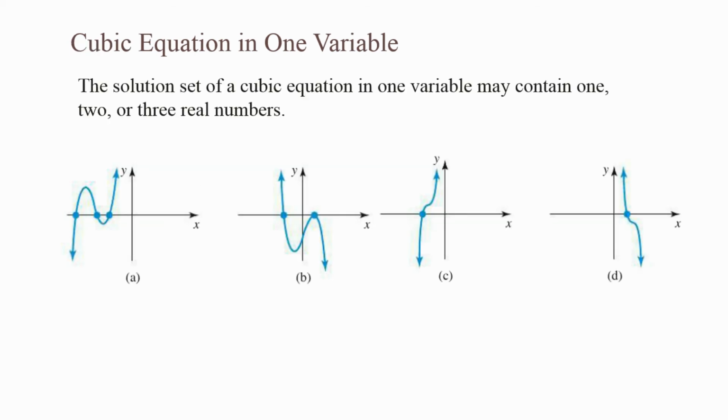Cubic equation in one variable. The solution set of a cubic equation in one variable may contain 1, 2, or 3 real numbers. Graph A shows what a cubic equation would look like with 3 real number solutions. Graph B shows what it would look like if we had 2 real number solutions. Graphs C and D show what it would look like if we had 1 real number solution.